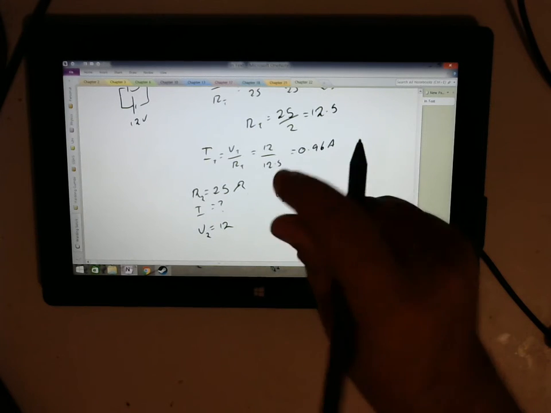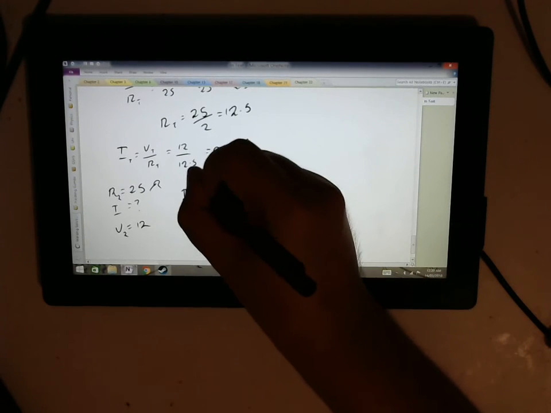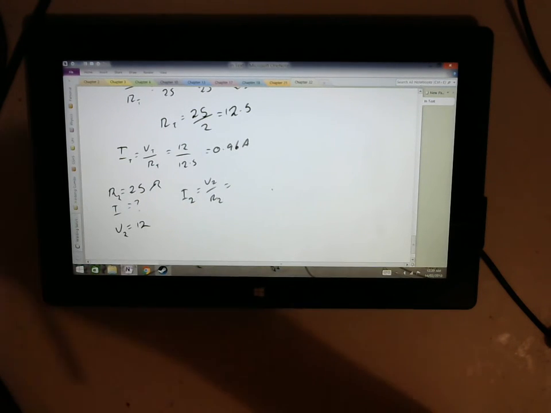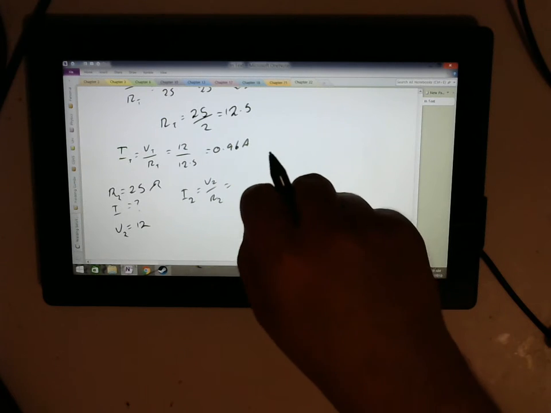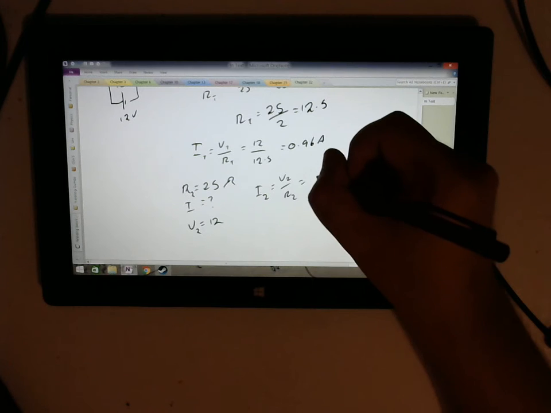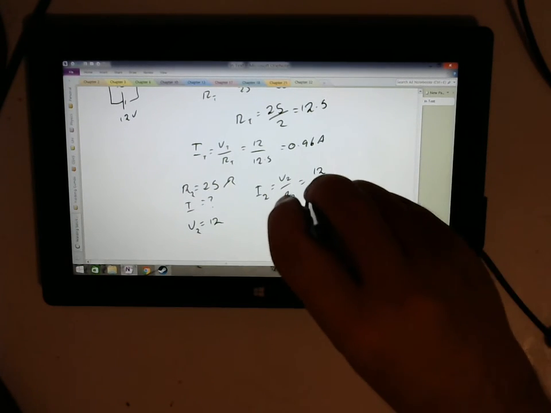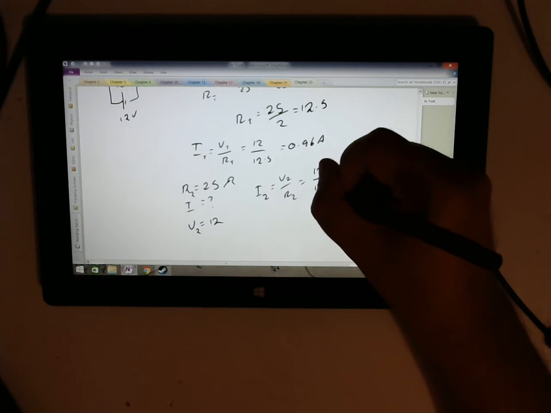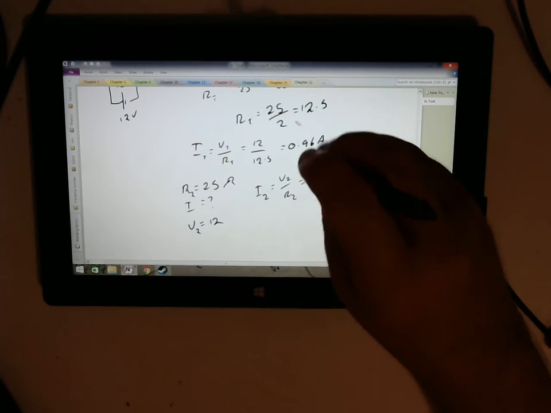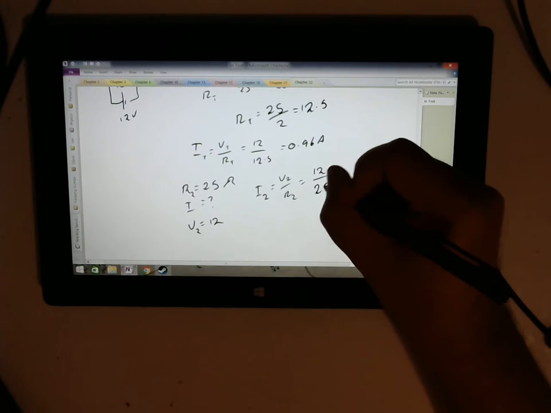The current in 2 equals the voltage in 2 divided by the resistance used in 2. Ohm's law, as I've said in class, applies to every single component on that circuit. Equals 12 divided by, oh, 25 ohms. I was looking at the wrong resistance. We want that resistance. 12 divided by 25.